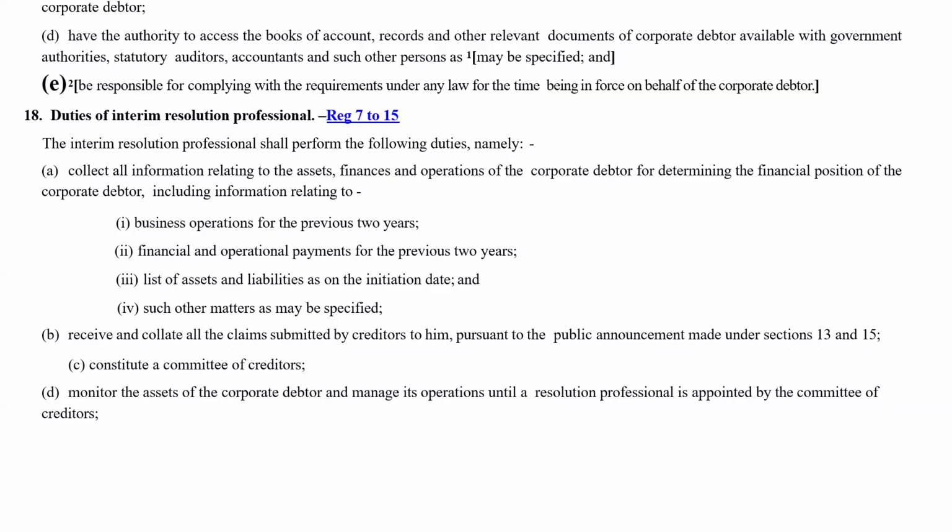List of assets and liabilities as on the initiation date. Initiation date means the date of filing. And such other matters as may be specified. Receive and collate all the claims submitted by creditors to him pursuant to the public announcement.